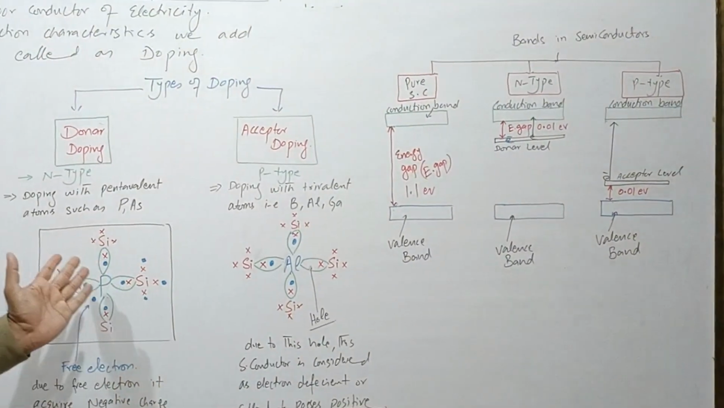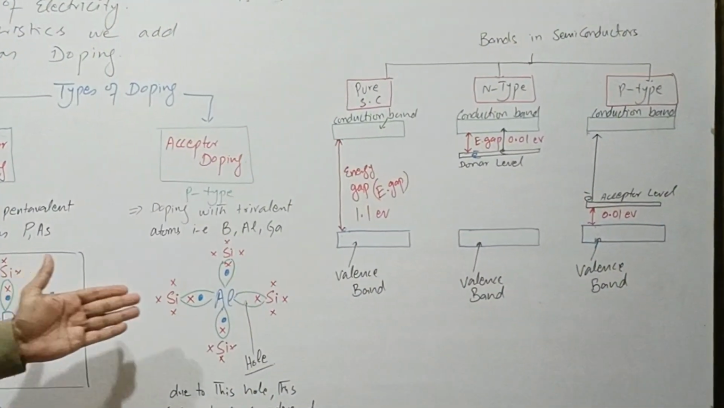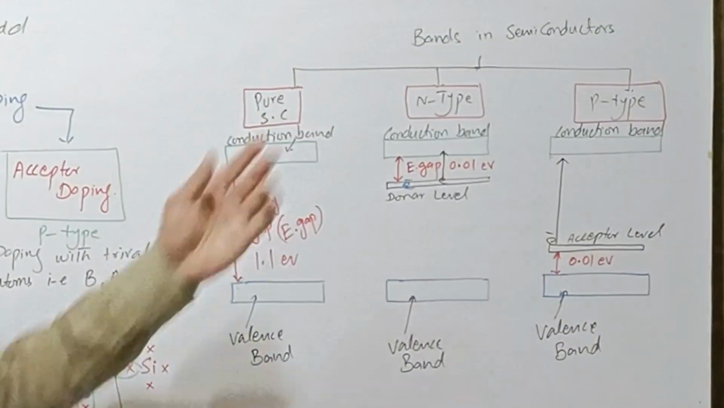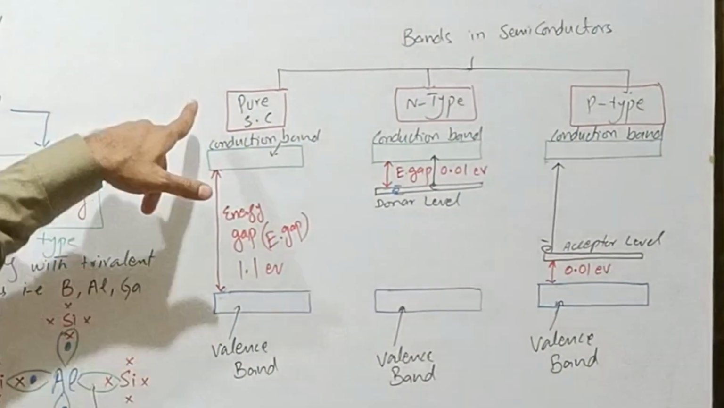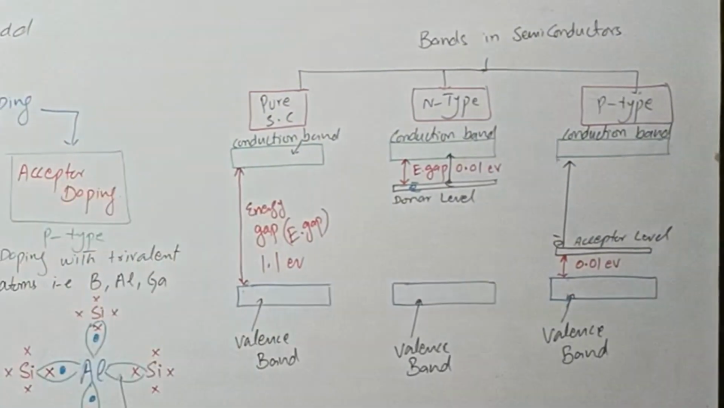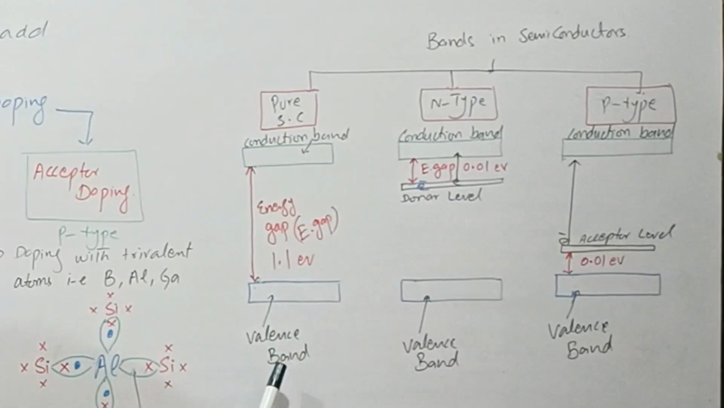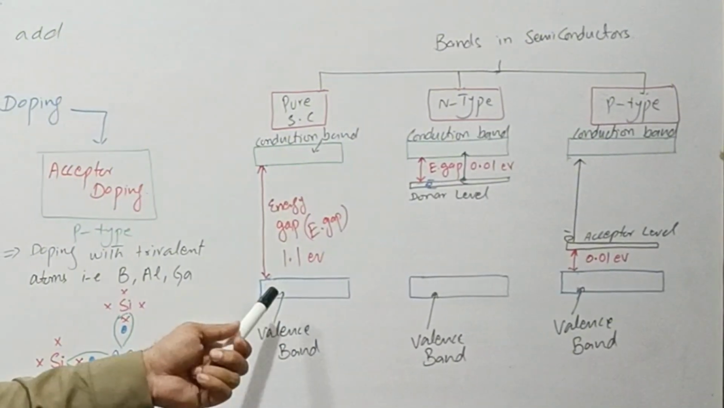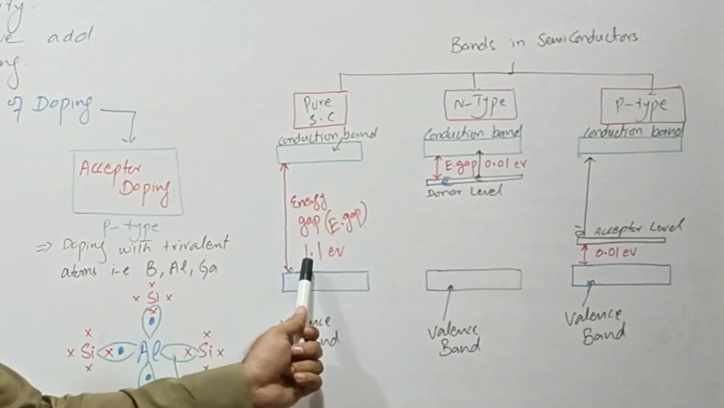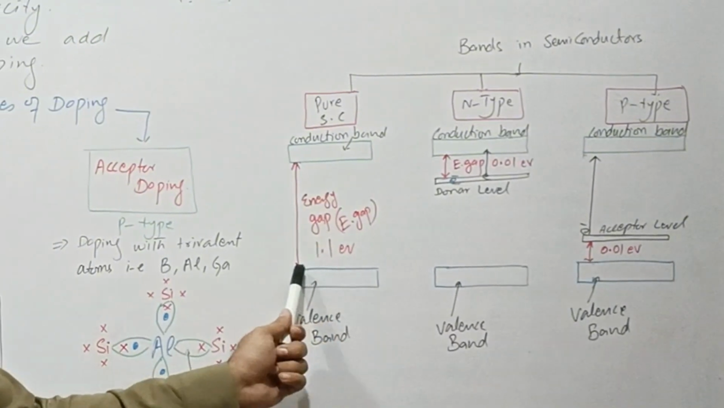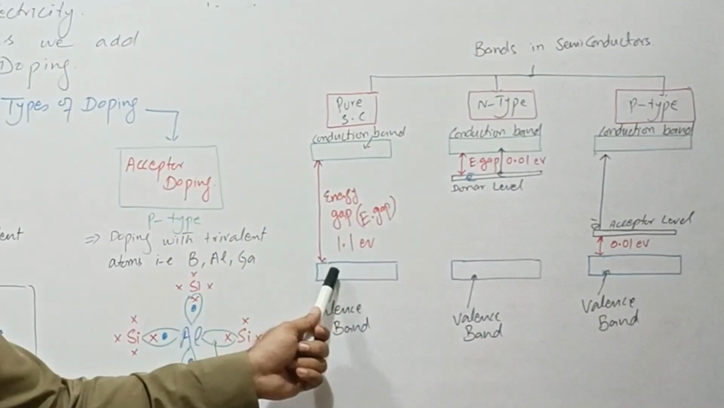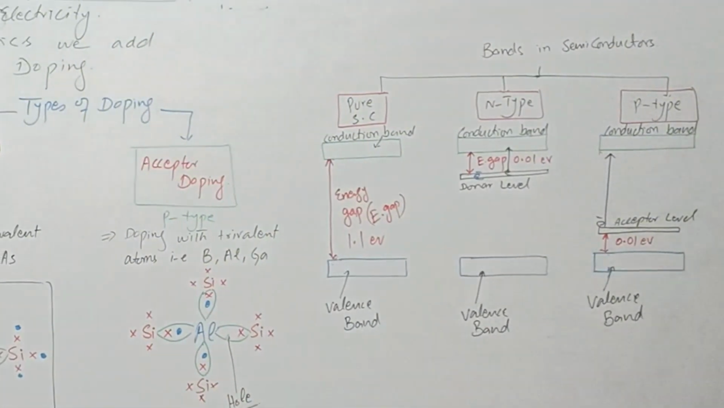So what are the effects of the presence of free electrons or holes on the conduction of a semiconductor? Let's see the bands in a semiconductor. This is a pure semiconductor. It has 2 bands, valence band and conduction band. All the valence electrons are present in the valence band. When an electron is excited from the valence band to the conduction band, it needs 1.1 electron volt energy, and this is very high energy to excite the electron and to carry out the conduction of the semiconductor.